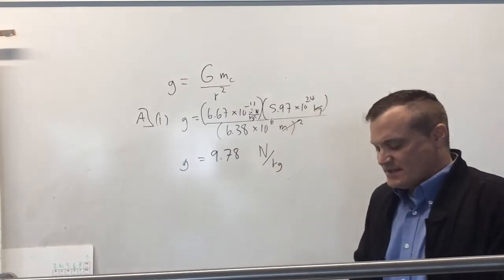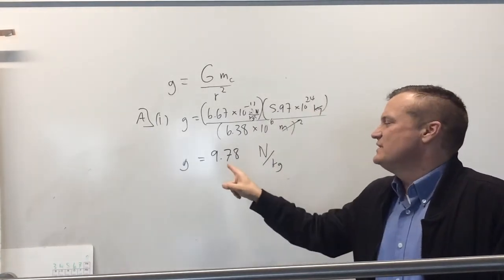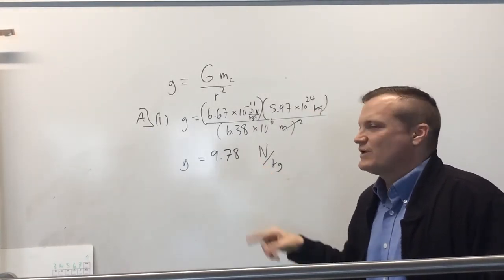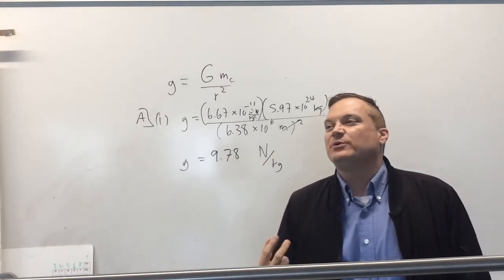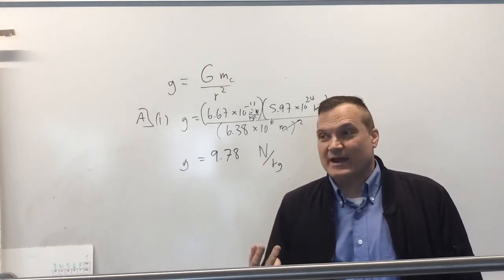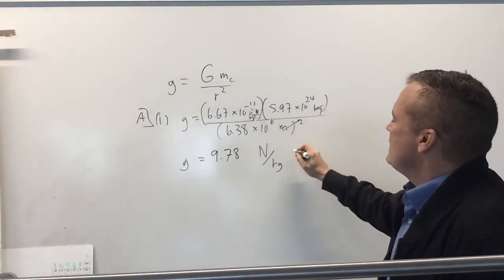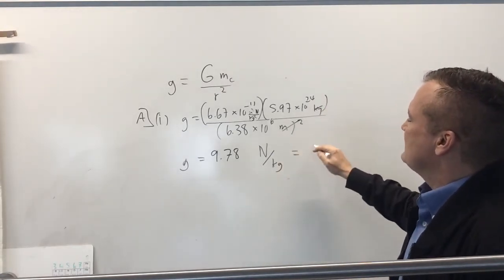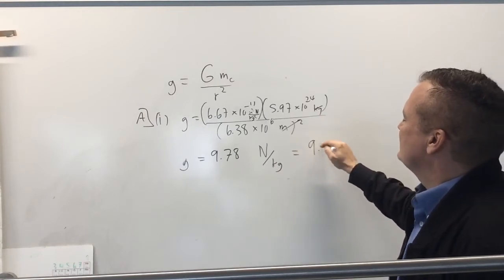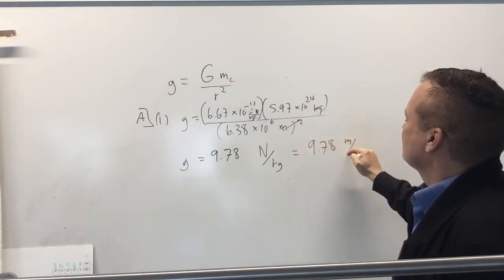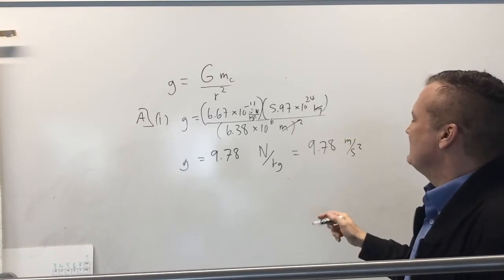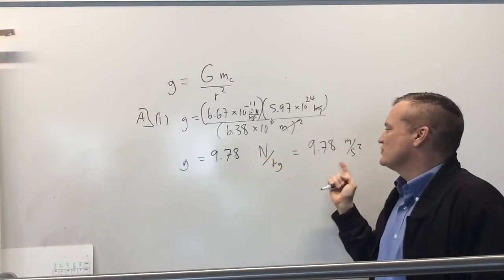Now what it tells us is interesting because the answer is 9.78 newtons per kilogram. It means every kilogram is pulled or accelerated with a force of 9.78 newtons. Now we know that newton and kilogram can be turned into meter per second squared. I won't go through the math of that, but taking out the units, you can turn it into that.